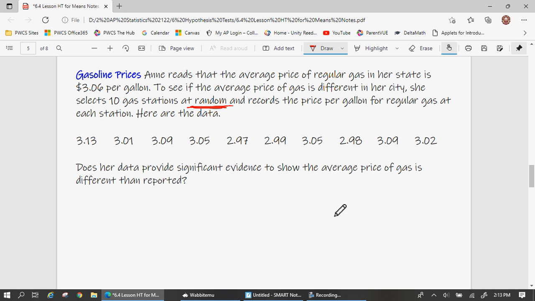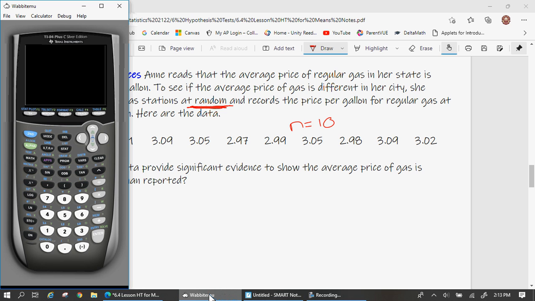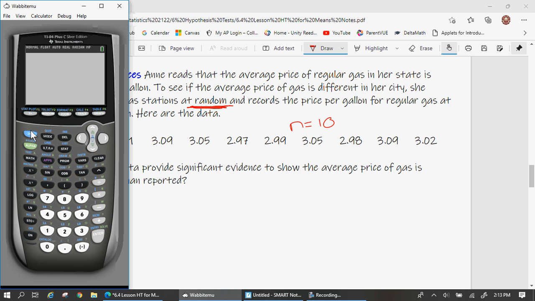This is kind of a small sample size, n is 10. And so we should definitely go ahead on the calculator and put this data into a list, which I've already done. And we're going to want to go ahead and look at the plot of that. So I have this already in there. I'm always going to zoom 9.